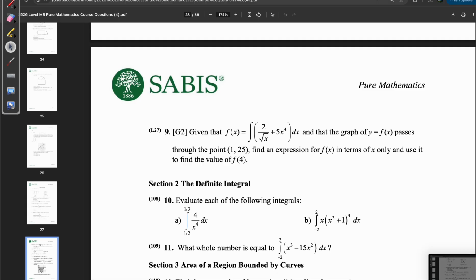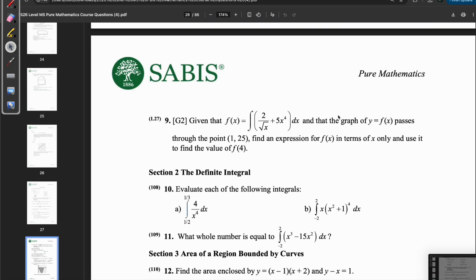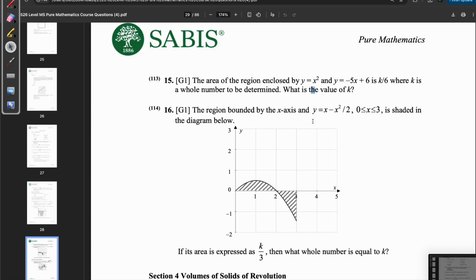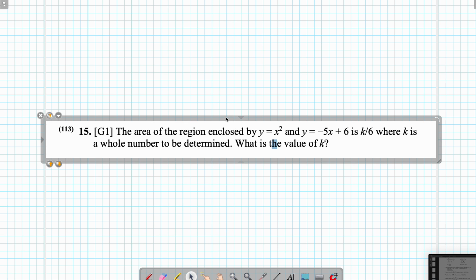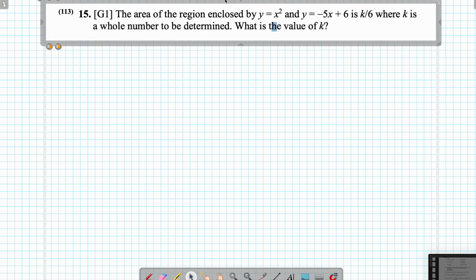Now we're finally done with this section, and we're gonna start doing 5.3.2 questions 15 and 16. Okay, perfect, we got right into it. The area of the region enclosed by x squared and negative 5x plus 6 is k over 6, where k is a whole number.